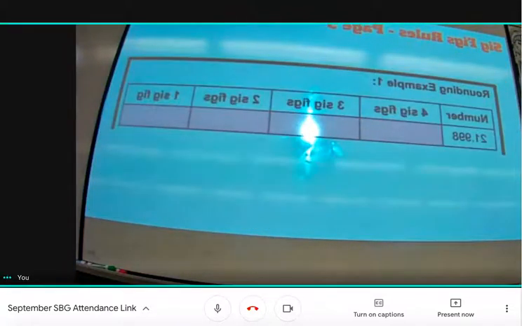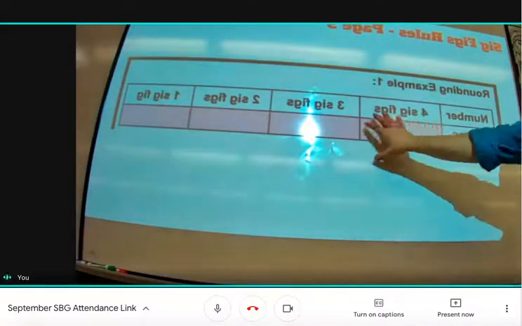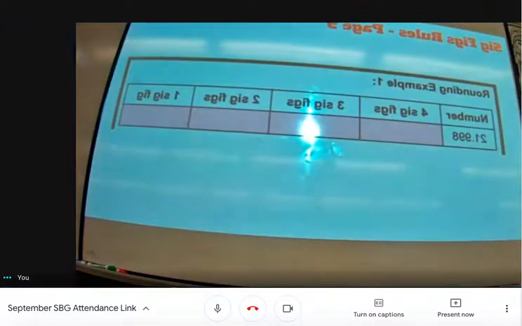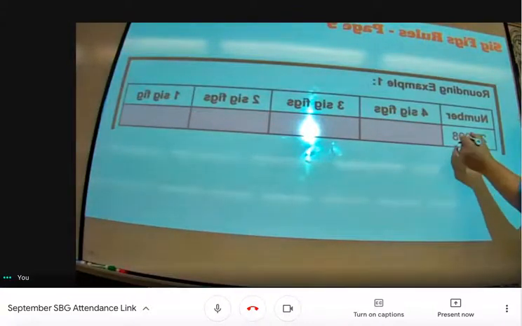So let's see some examples. We've got a number here, 21.998, and I need to round that to 4, 3, 2, and 1 significant figures each. To round to 4 sig figs, I go and find the 4th digit. I have to keep everything in front of it, which is that 9 right there.